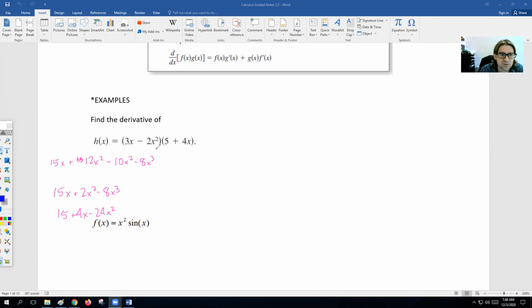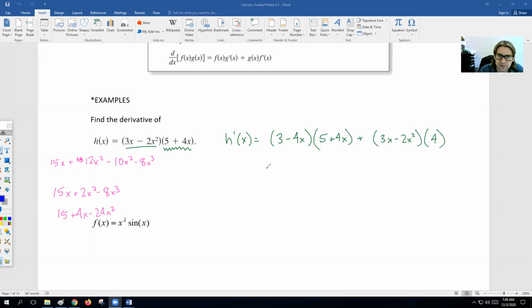All right, what we're going to do though is let's do the product rule here since we have this expression times this one. So if we want to find h prime of x, the first derivative, we're going to take the derivative of the first term. The derivative of 3x is 3, minus the derivative of 2x squared, which is 4x. And we're going to leave the 5 plus 4x alone. Then we leave the first part alone, 3x minus 2x squared, and take the derivative of the second part. The derivative of 5 goes away, and the derivative of 4x is just 4.